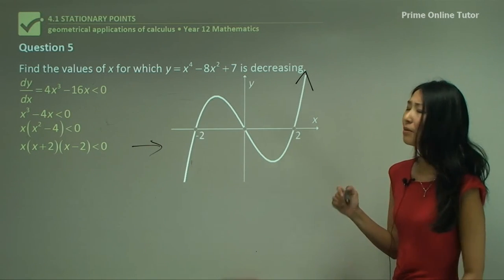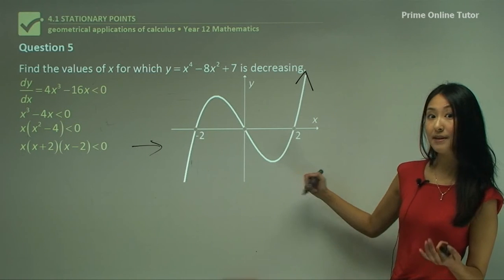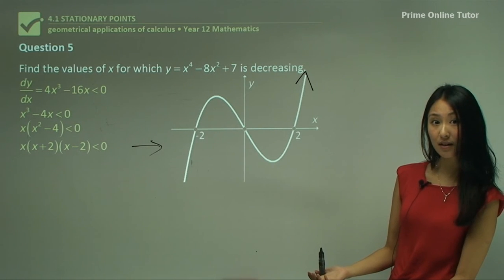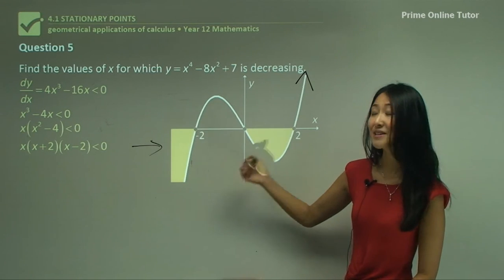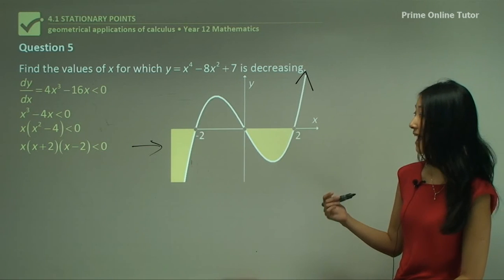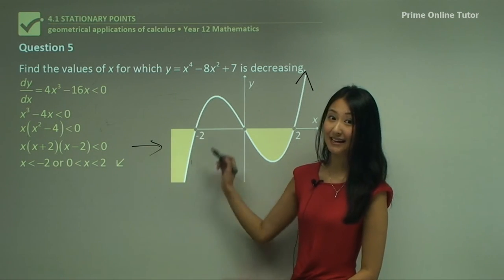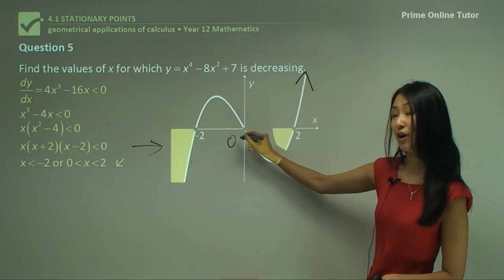Now we can ask, when is that less than 0? Well, you can see it's going to be less than 0 here, but are there any other parts that are going to be less than 0? Exactly. This part is also less than 0, isn't it? Which means that our final answer is going to be when x is less than negative 2, or when x is between 0 and 2.